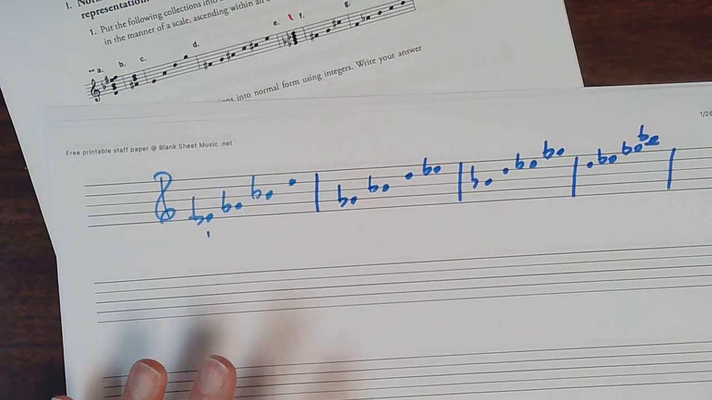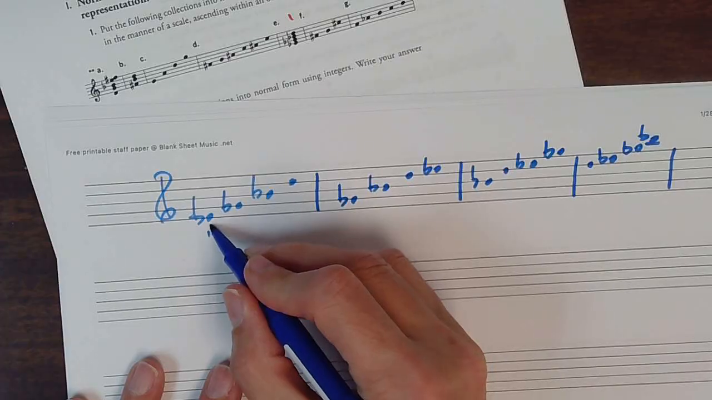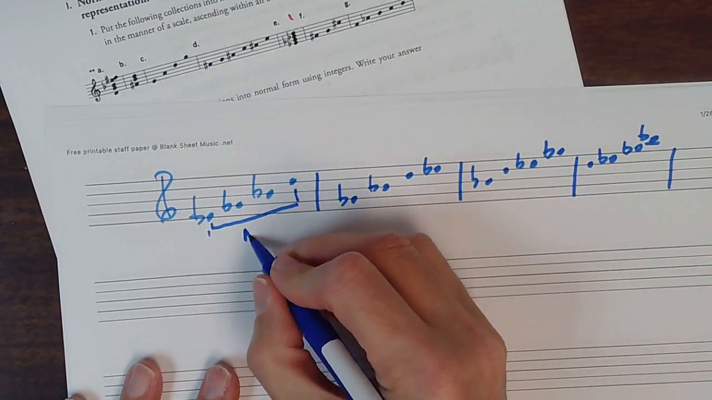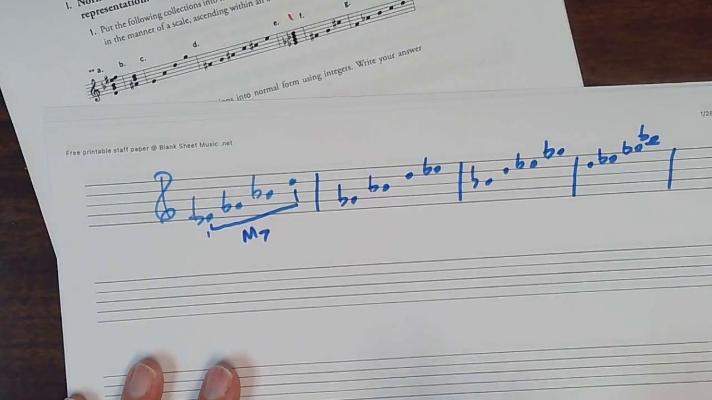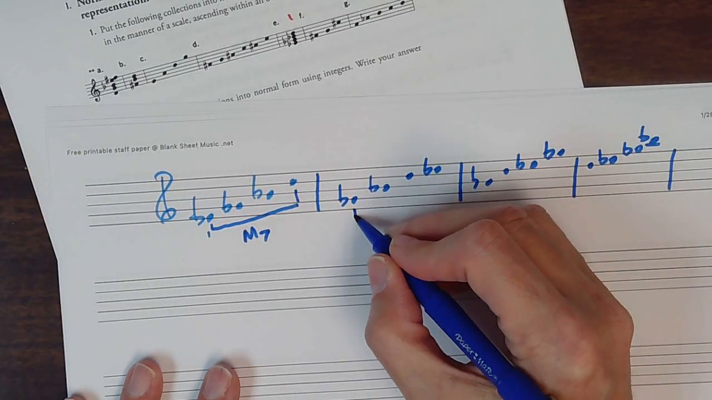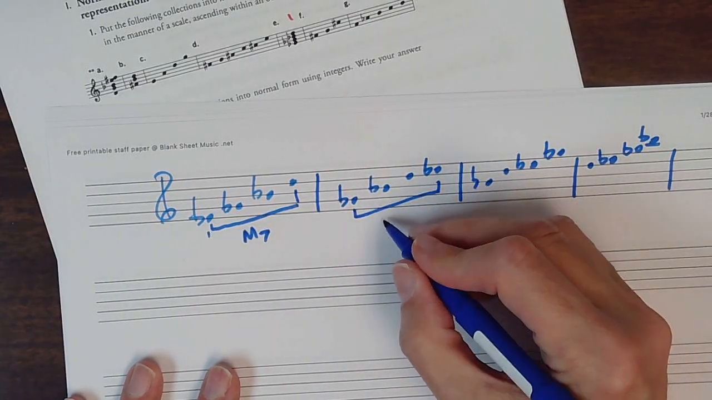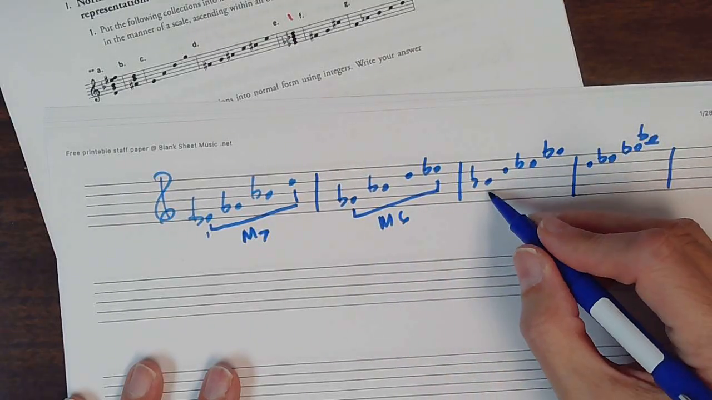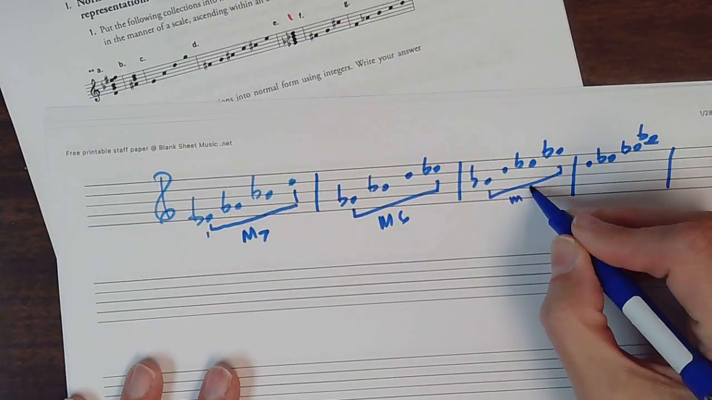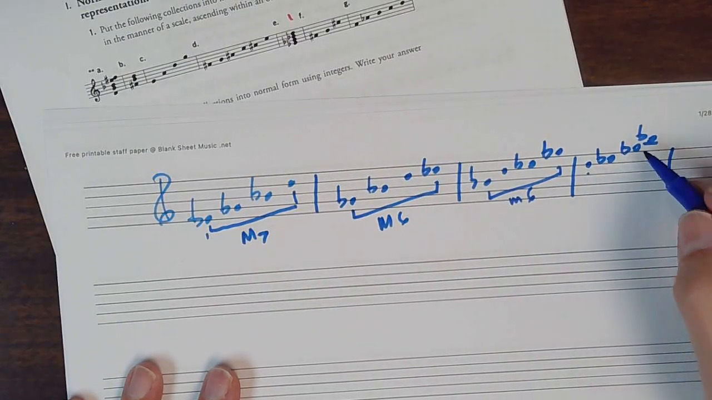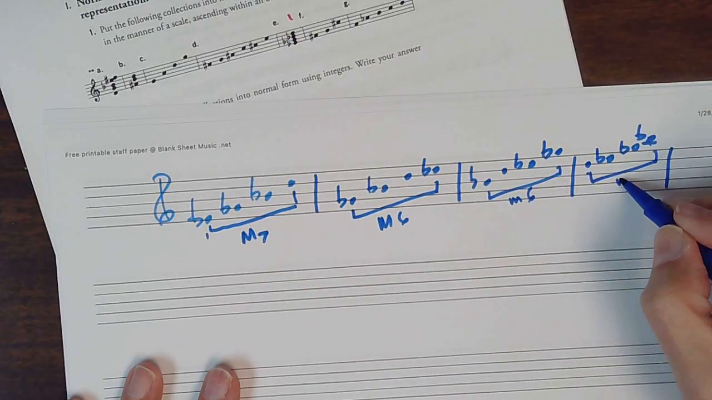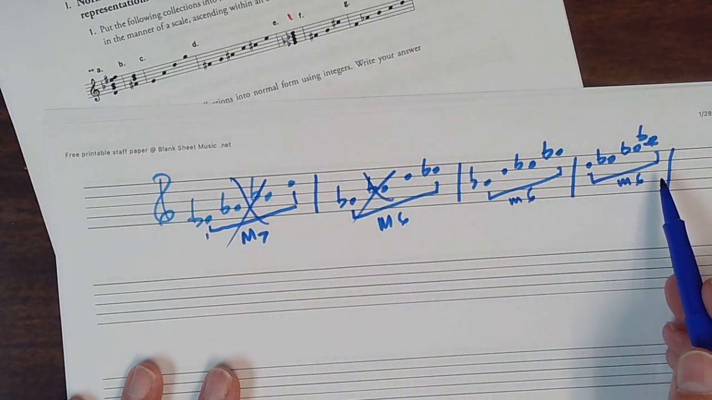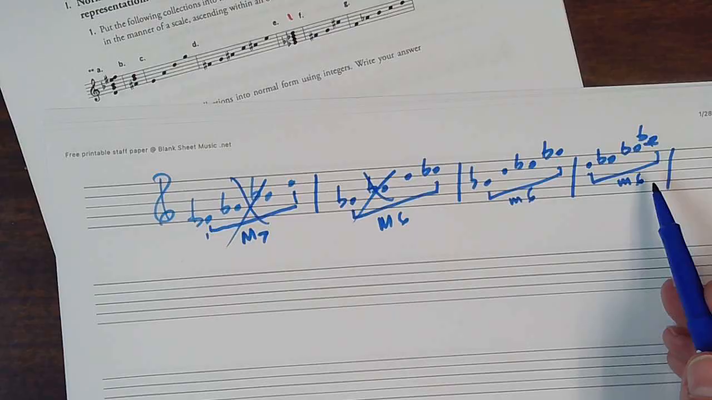All right, so we want to find the most compact version. We look at the size of the set. E flat to D natural is a major 7th. G flat to E flat is a major 6th. B flat to G flat is a minor 6th. And D to B flat is a minor 6th. So these two are out. These two are in the running.